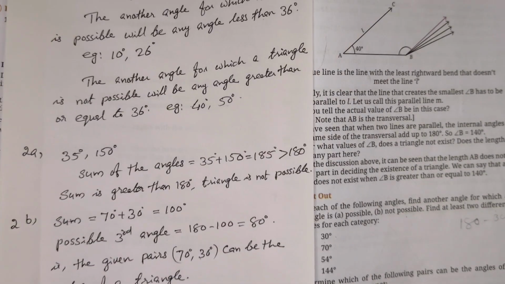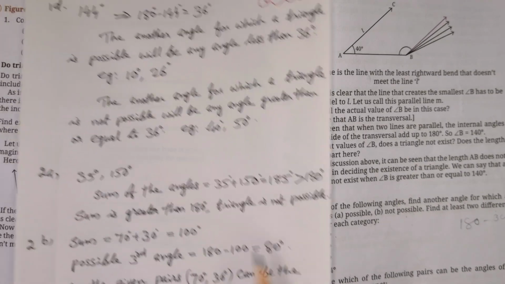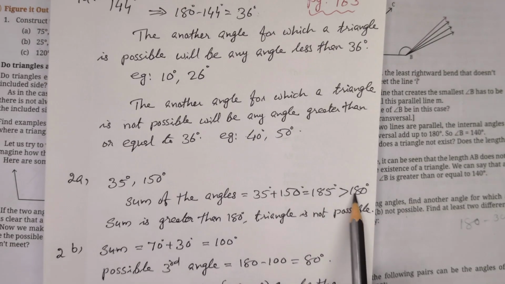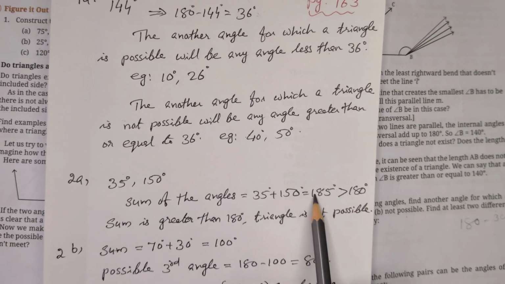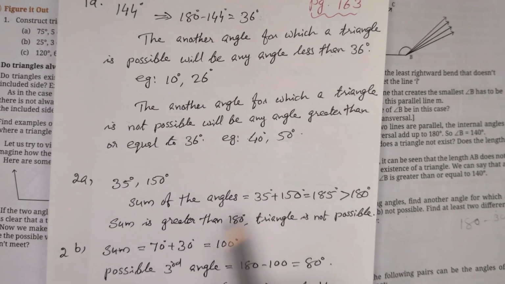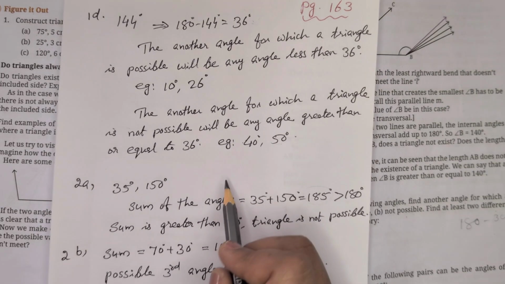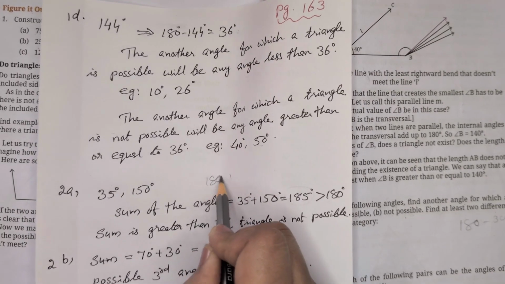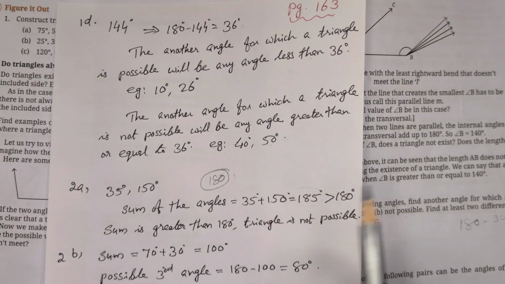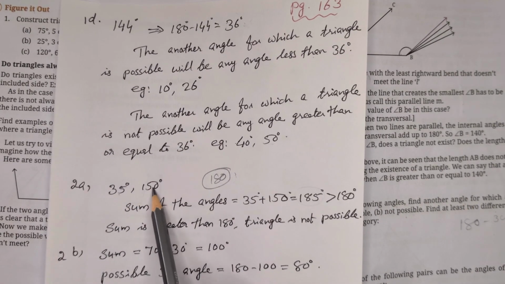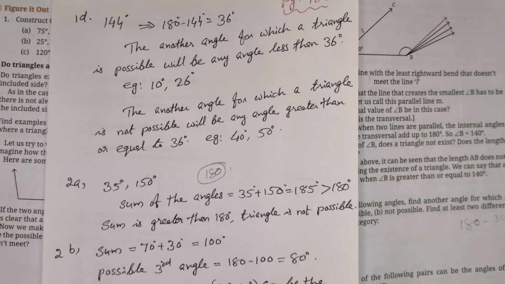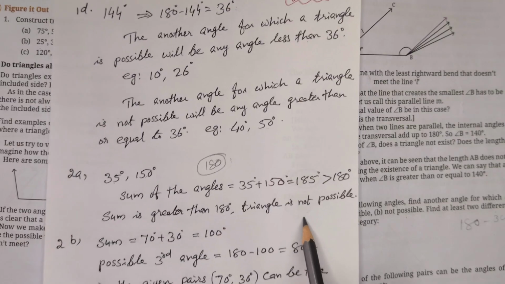That's the second case, B case, 70 and 30. First one, 35 and 150. When we are adding, we are getting 185. Sorry, 180. 185 is greater than 180, which means that is not possible. The sum of three angles is supposed to be always 180. In all other cases, triangle construction is not possible. Here 35 plus 150 itself comes to 185, that is greater than 180. So a triangle is not possible.